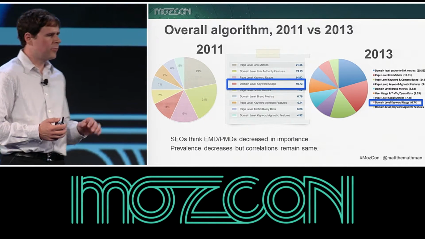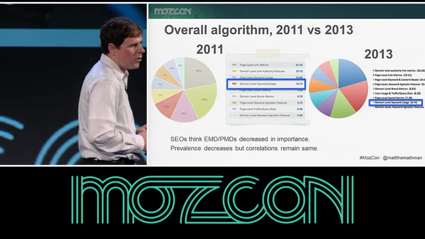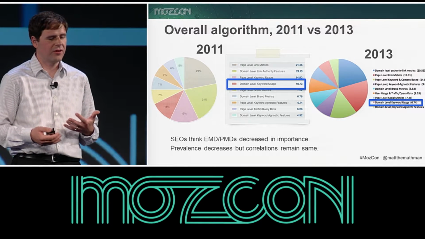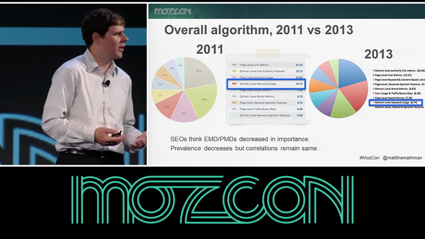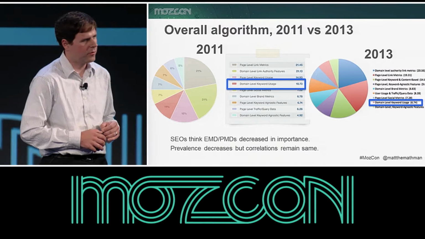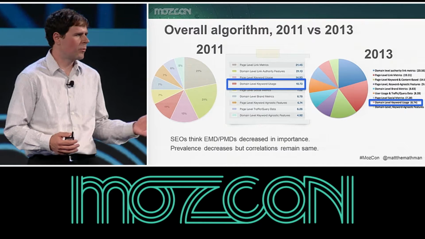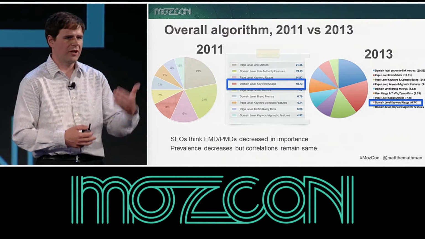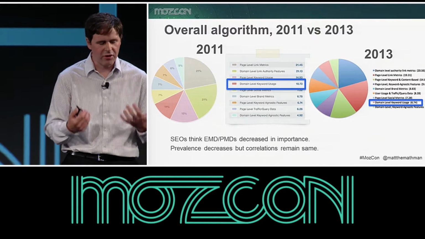If we compare this pie chart from 2 years ago, from 2011, to this year, 2013, most of it actually stayed the same. One thing that decreased significantly, the biggest difference, is domain level keyword usage. This is exact match domain, partial match domain. SEOs really think that exact match domain decreased in importance. And as we discussed in the data, we see a bit of a mixed signal here. The actual prevalence of exact match domains does indeed seem to be decreasing. They appear to be less important as you look at the percentage, but their ranking ability is still as good as it ever has been.